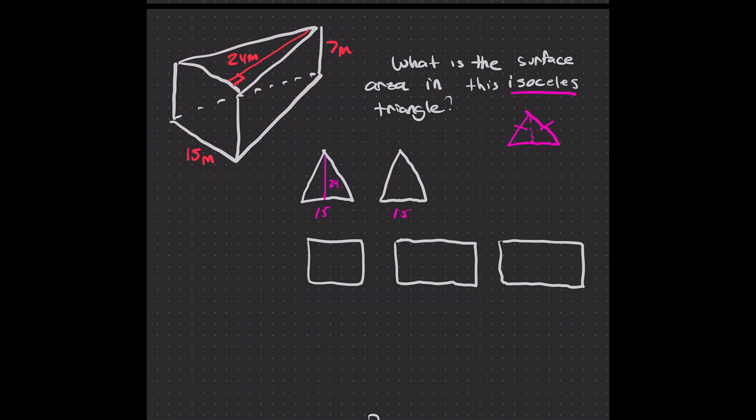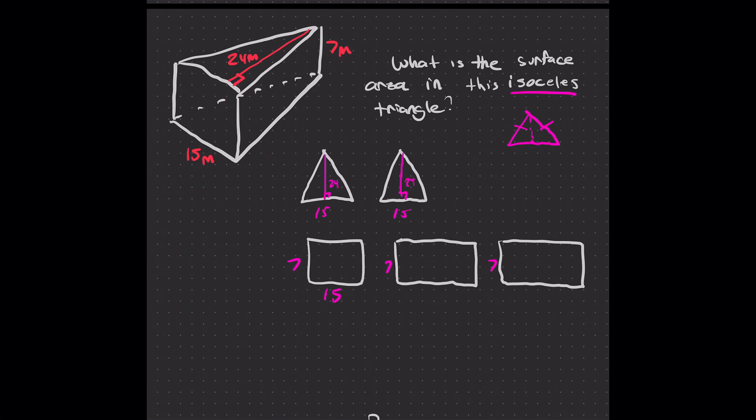Sorry, I'm just trying to change colors there. The height of these are both 7. The width of this base right here is 15. This one again has a height of 24, forming a perpendicular line going off the base. And I need to figure out what this X is down here.